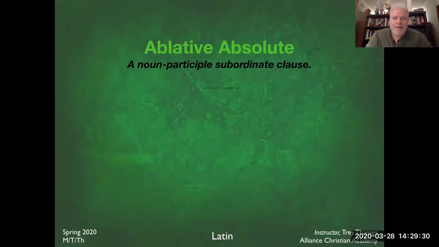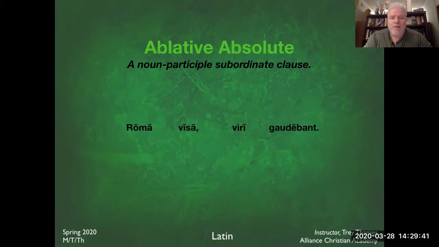All right. Let's take this sentence here. It's pretty simple. It's only 4 words. Roma visa viri gaudebant. Okay, let's take a look at this. We're going to separate those words just a little bit. So you've got 2 words separated by a comma, Roma visa, separating the rest of the sentence, viri gaudebant.